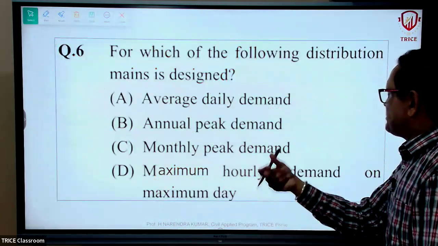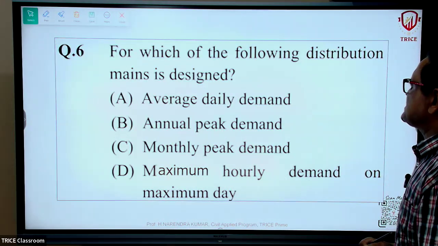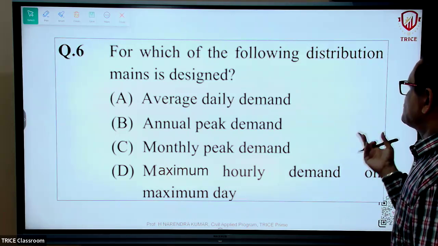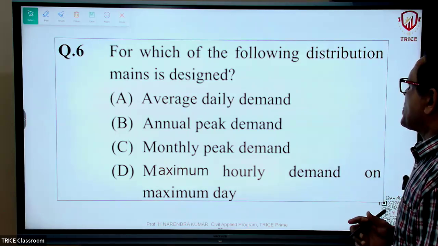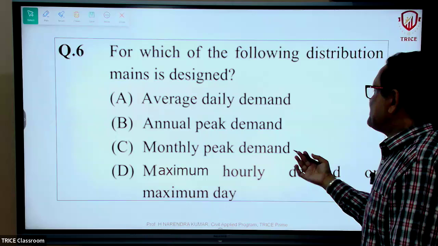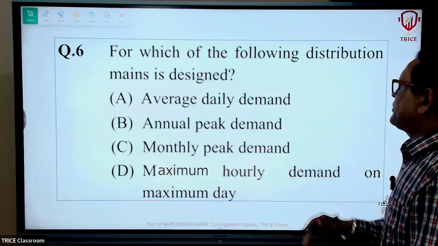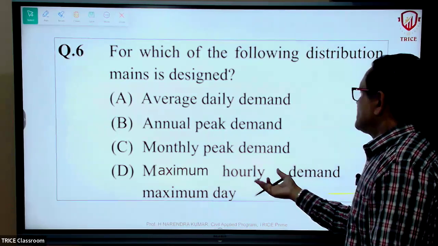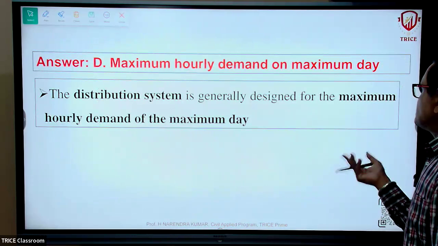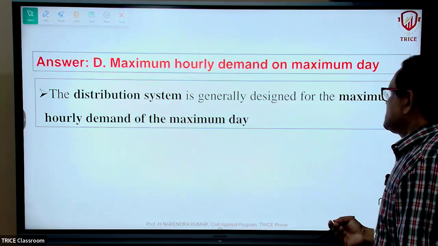The same question can be asked in different ways. For which of the following distribution means is designed? Once again, distribution means how they are going to design. Average daily demand, annual peak demand, monthly peak demand, maximum hourly demand on maximum day. Just now we got the answer. Maximum hourly demand on maximum day is considered for designing the distribution system.